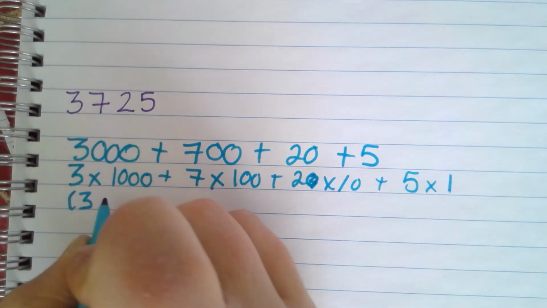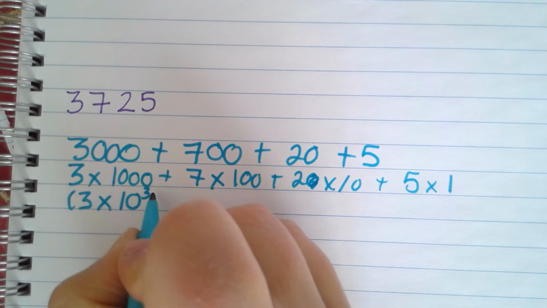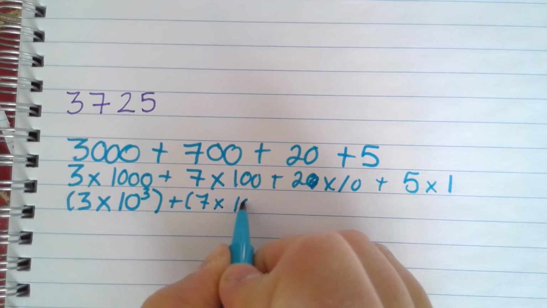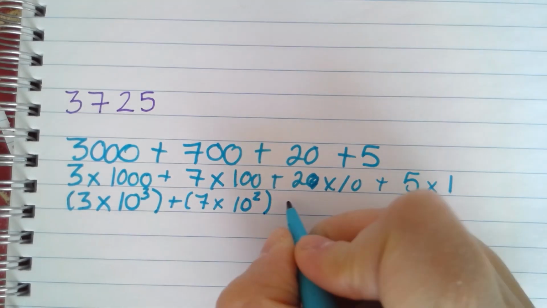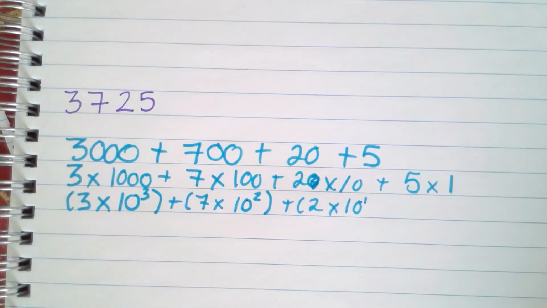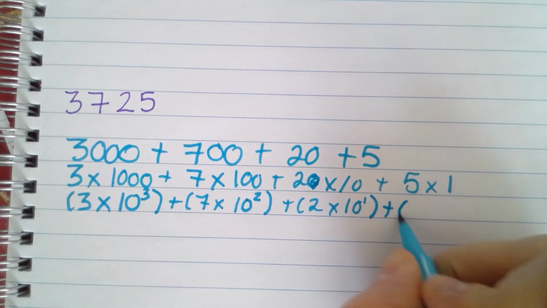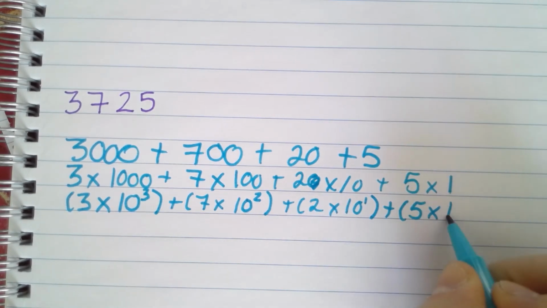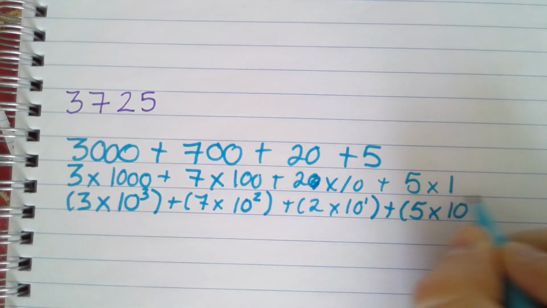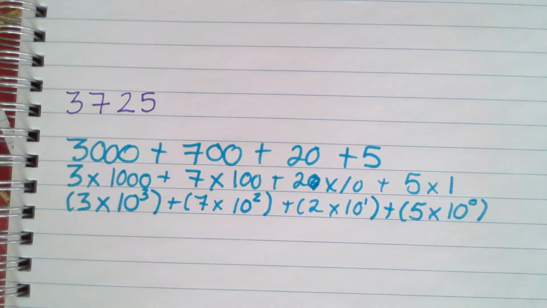So 3 times 10, there are 3 zeros here, so it's going to be to the power of 3. Then 7 times 10 to the power of 2, plus 2 times 10 to the power of 1. Yes, I would still recommend writing the power just so that you know that's what you're using. And then 5 times 10 to the power of, where there's no actual 10, I'm going to put a 0 because, as you'll see in another video, anything to the power of 0 is going to give you 1.